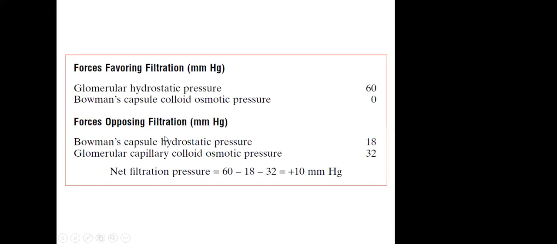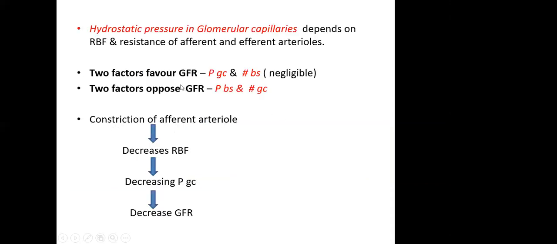Then coming to the forces opposing the filtration, that is, decreasing the GFR, it is the opposite: the hydrostatic pressure in the Bowman's capsule. That is the tubular pressure in the ureter and distal to the nephrons. The pressure in the Bowman's capsule will oppose the filtration. So whenever pressure is higher in the Bowman's capsule, the GFR will be reduced. In brief, the factor favoring the GFR is glomerular hydrostatic pressure, which depends upon the renal blood flow, and the factor opposing the GFR is hydrostatic pressure in the Bowman's capsule.